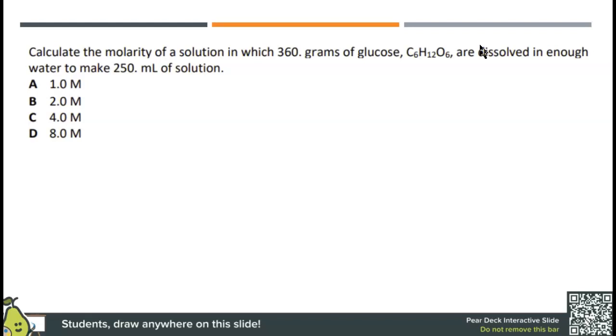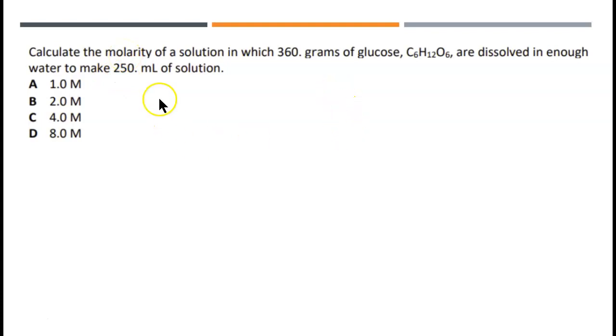It says calculate the molarity of the solution in which 360 grams of glucose, C6H12O6, are dissolved in enough water to make 250 milliliters of solution. First things first, identify your variables. On this side, I have my volume, which is 250 milliliters. And I have 360 grams. But whenever we're solving for molarity, which we don't know, don't we need moles? Can't I convert from grams to moles? Yes, I can. So that's probably what I'm going to have to do.